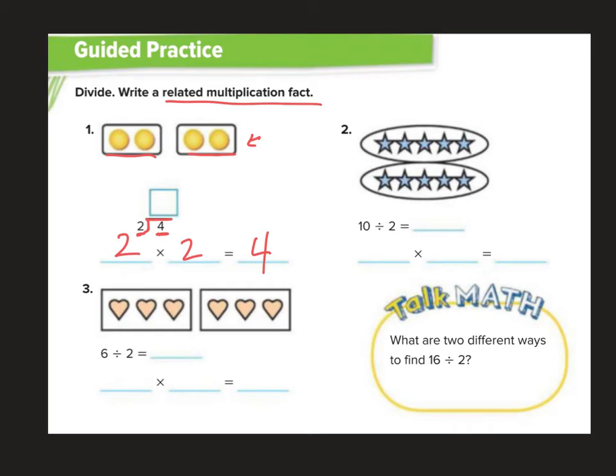Now I can use that. I already used a 4. I already used a 2. So therefore I know if I take 4 counters and I divide them into 2 groups, I'd have 2 in each group.